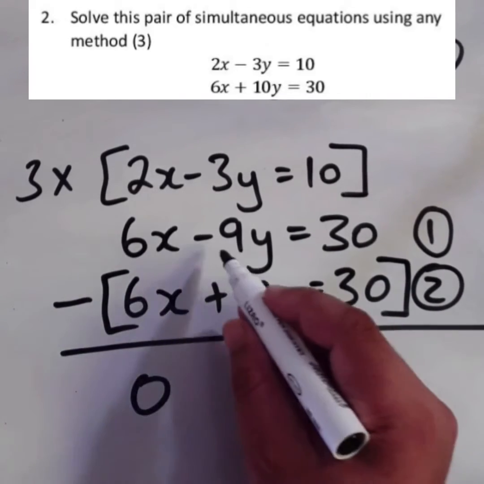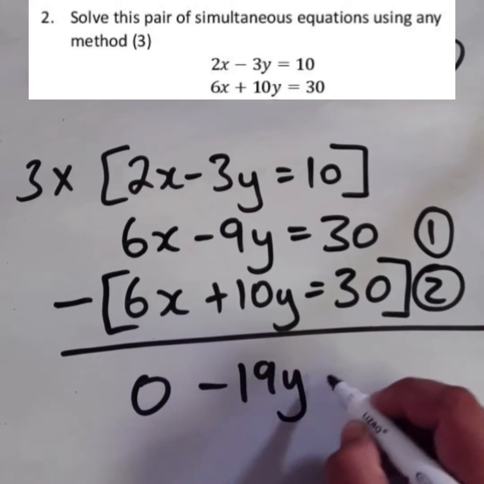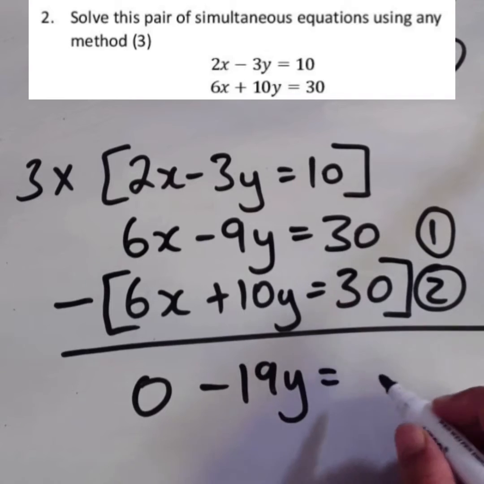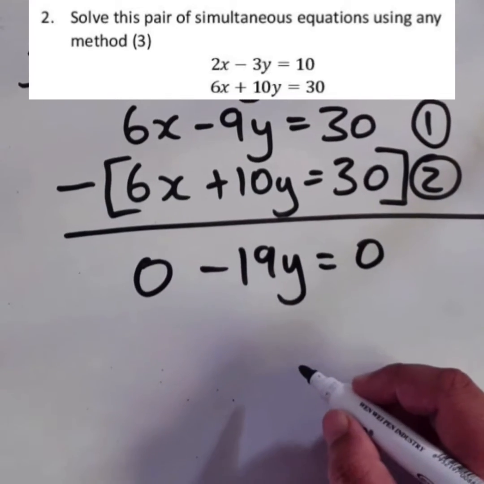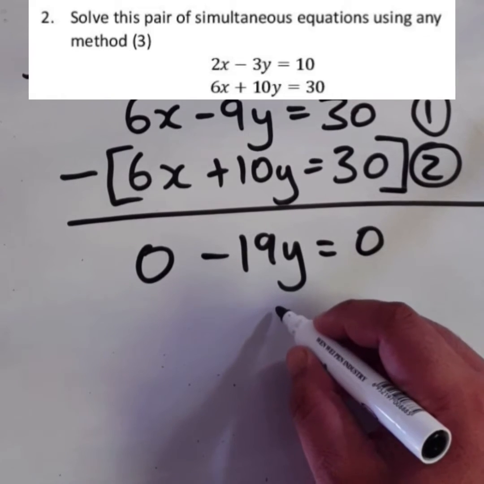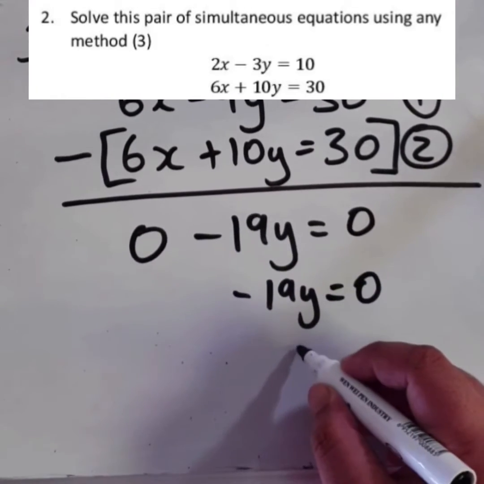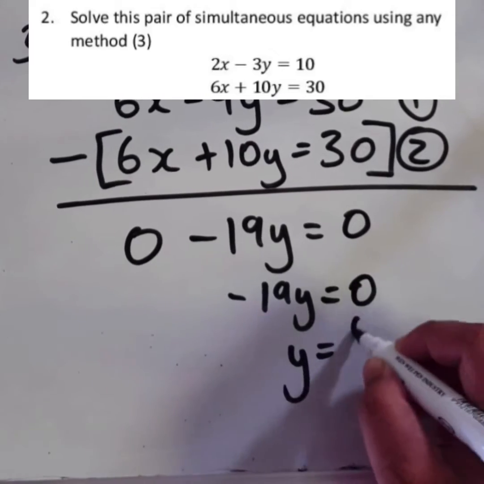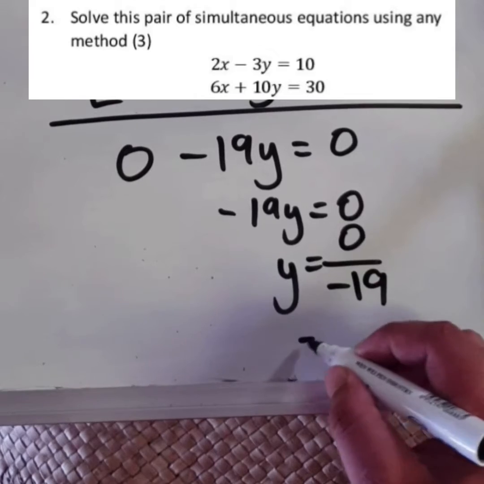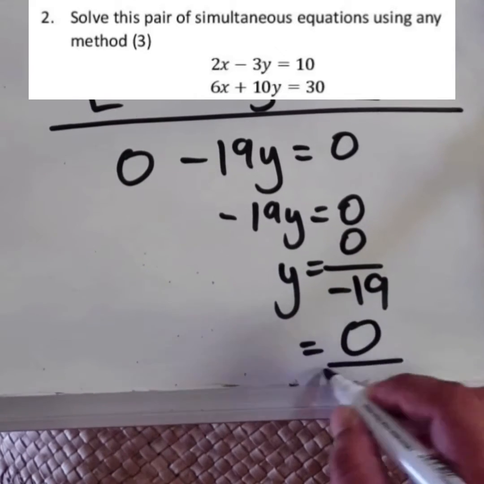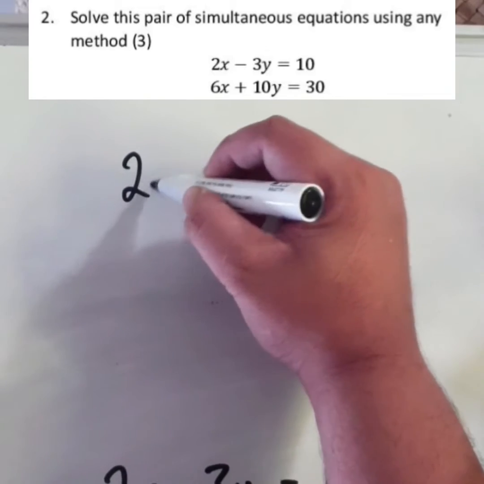So 6x minus 6x gives you 0. Minus 9y minus 10y will give you negative 19y. 30 minus 30 will give you 0. Let's try and solve for y. So negative 19y equals 0. We can take the negative 19 to the other side and divide. So 0 divided by negative 19 will give you 0. So y equals 0.